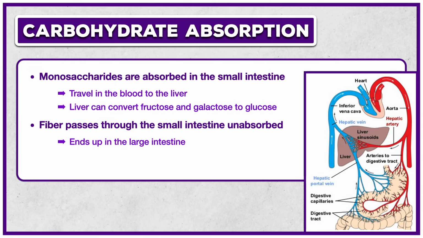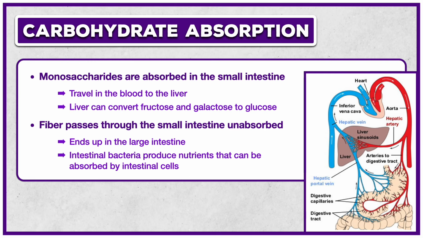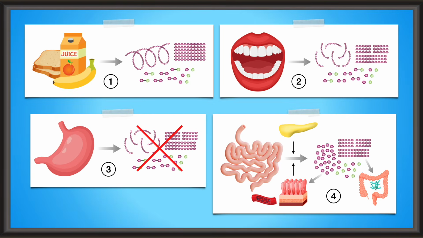Fiber passes through the small intestine unabsorbed and ends up in the large intestine, serving as food for the intestinal bacteria. This creates a situation of some indirect absorption because the intestinal bacteria produce nutrients that can be absorbed by intestinal cells. To summarize, we can think of carbohydrate digestion and absorption in a series of 4 steps.